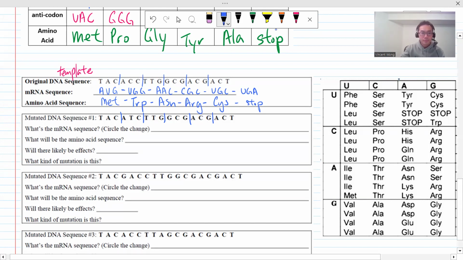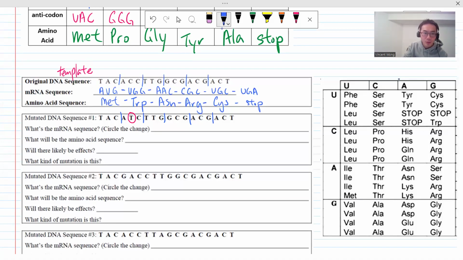On the second part of the triplet. I'm sorry, which one is this? Is this the first set, the second set, third set? Which set? The second one. Second one. And what's the change? It was ATC instead of ACC. That's right. So the C becomes the T, right? That's the change. That is a base substitution.